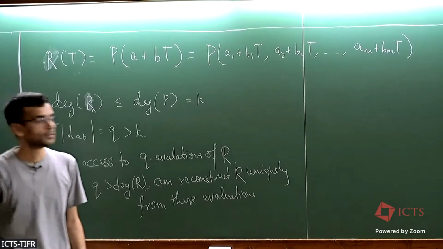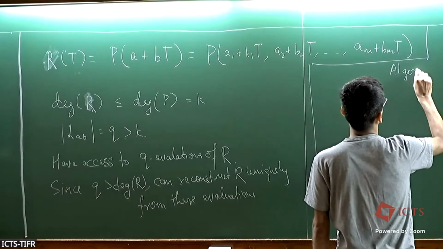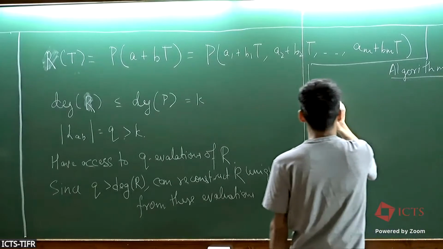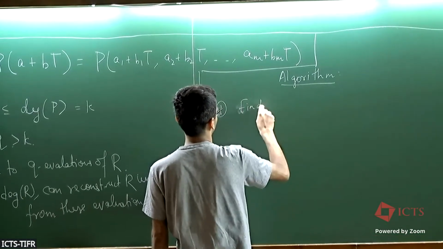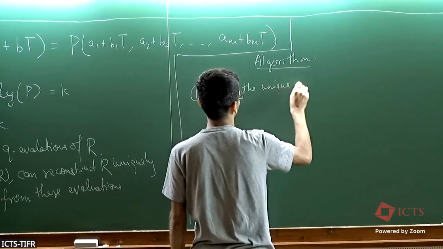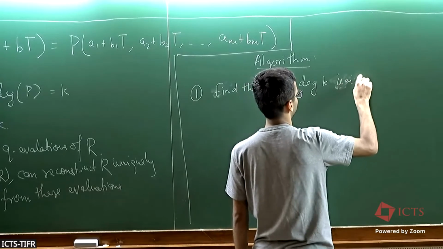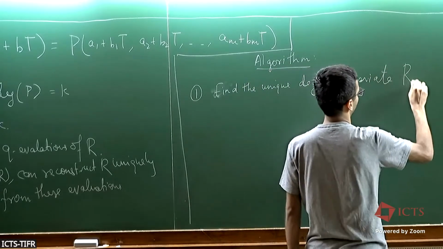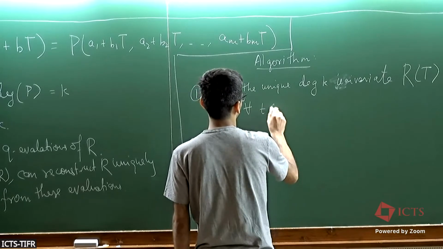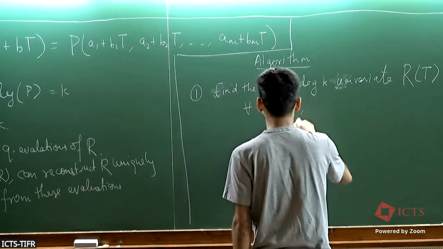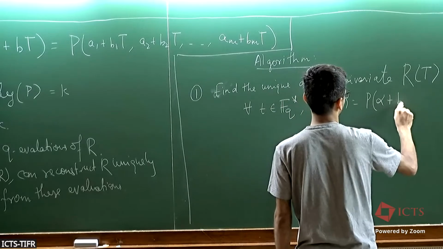Is that okay? So what is the algorithm? So the algorithm in this case is: find the unique degree k univariate polynomial R of t, such that for all t in FQ star, R of little t is equal to P of alpha plus B little t.